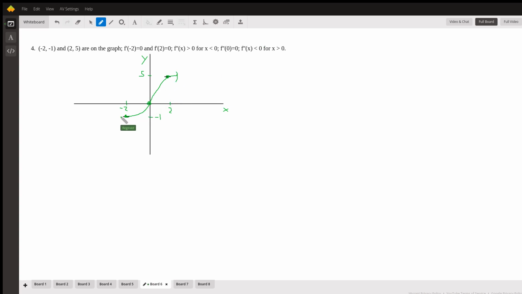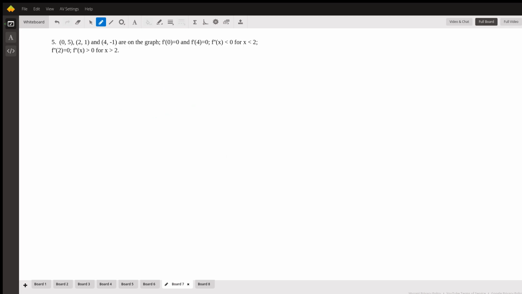So the general sketch of the graph is gonna look like this. This actually might be going this way, but they didn't tell us. All right, let's go to the next one.